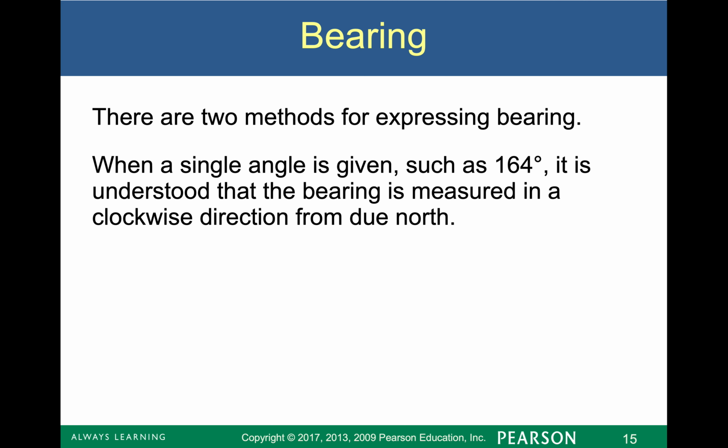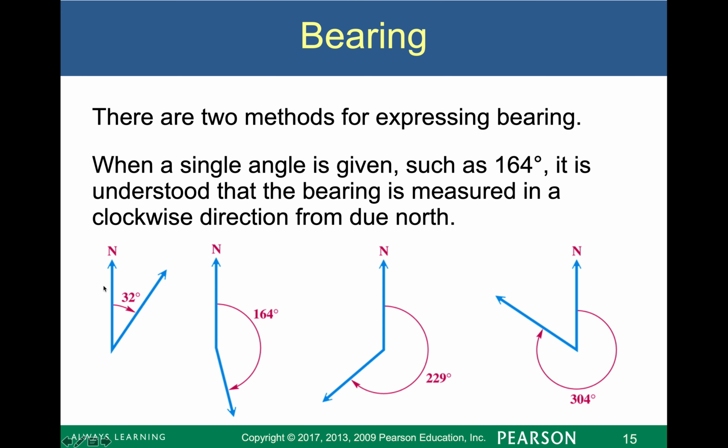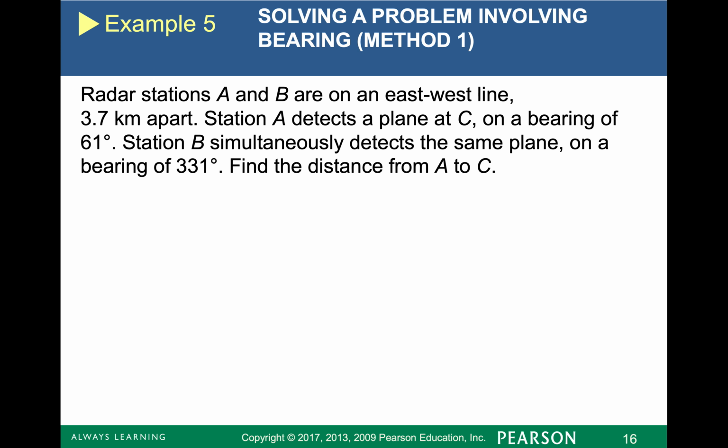Now, for a bearing, we have two main methods for expressing bearing. What is bearing? Bearing is giving directions. So when I give a single angle, it's implying that I'm measuring that specific angle in a clockwise direction from due north. So these are all bearings. They all are measured from north. So remember how we used to use the origin and the coordinate plane to move around. With angles and bearings, we use the vertical axis as kind of our origin point.